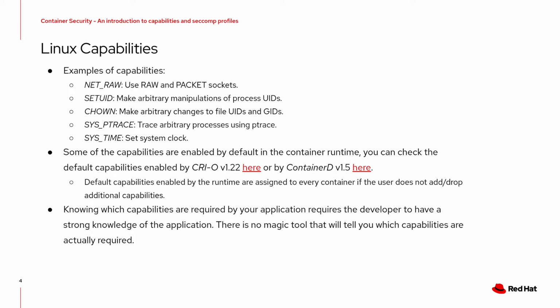Then one question that you will get during the presentation is, okay, how can I know which capabilities are required by my application? There is no magic tool that will tell you which capabilities are actually required. The developer needs to understand what capabilities will be required by their application. For example, if we have an application that listens on port 80 and we want to run it as a non-root user, which means a non-privileged process, we will need the NET_BIND_SERVICE capability, which allows a process to bind a port below 1024 without being privileged. That's something the developer needs to know. There is no tool that will give you that information.